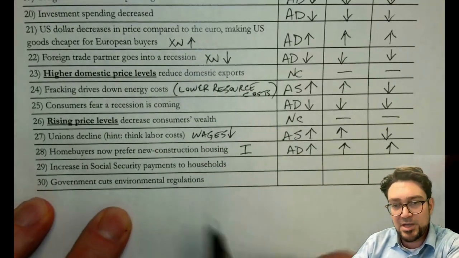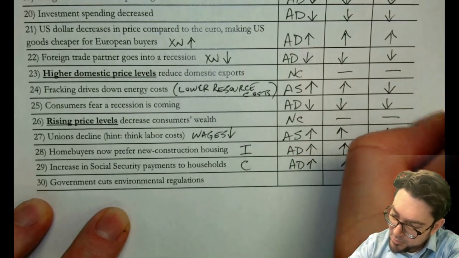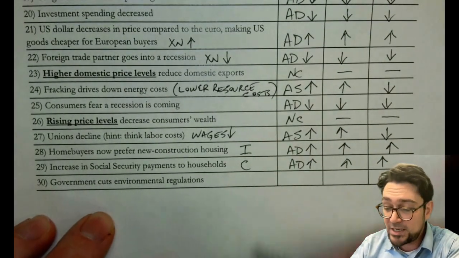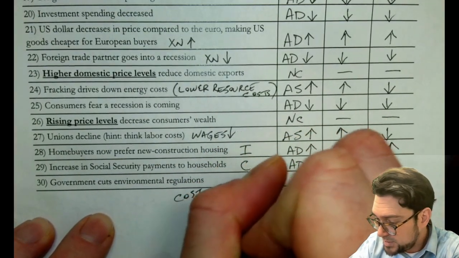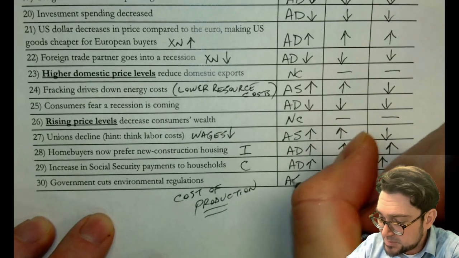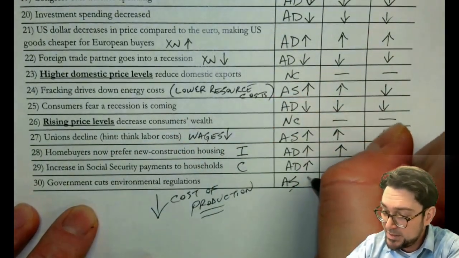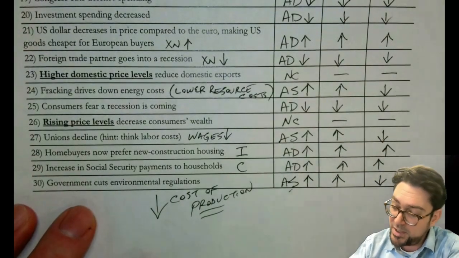Increase in Social Security payments to households. That's going to be C. That's more aggregate demand, higher output, and higher price levels. And last but not least, government cuts environmental regulations. These would be the cost of production. The cost of production. And again, in that word, production, we should know aggregate supply is affected. And if we're cutting these, that means it's reducing costs. So it's going to actually increase our supply, increasing our output and lowering prices.